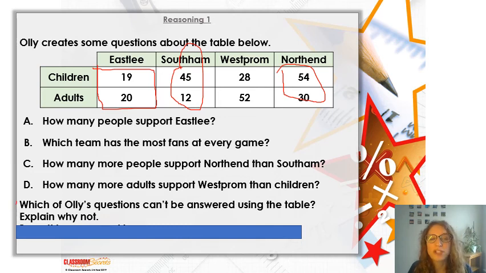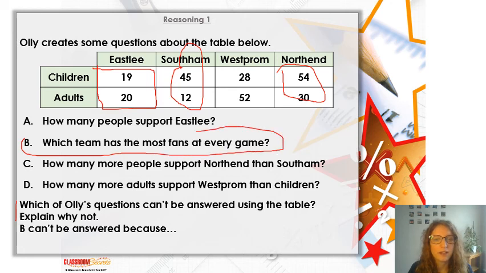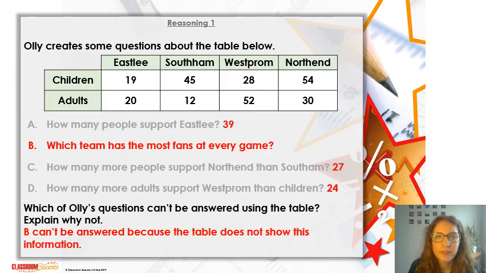Okay, so some tricky ones there, and that last question may have thrown us a little bit. Which of the questions can't be answered? So we get lots of information from a table, but we need to make sure our questions match. Okay, so B can't be answered because it doesn't say anything about the number of fans at a game. Let's have a look at the answers and see if you were right. So B can't be answered because the table does not show the information about fans, so we can ignore B. That's a bit mean, sorry, giving you that one. But we can work out the others.